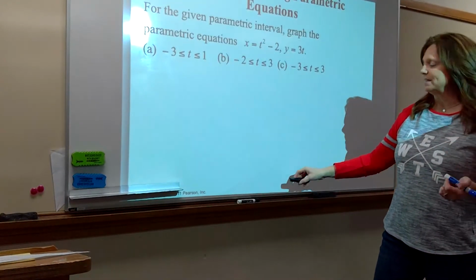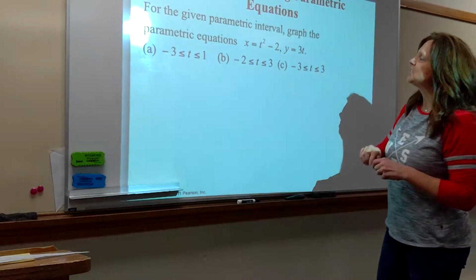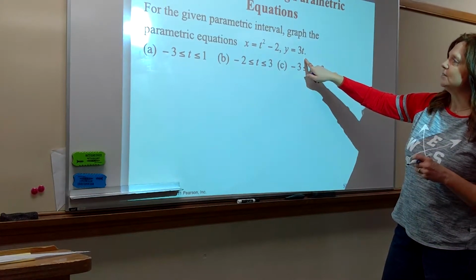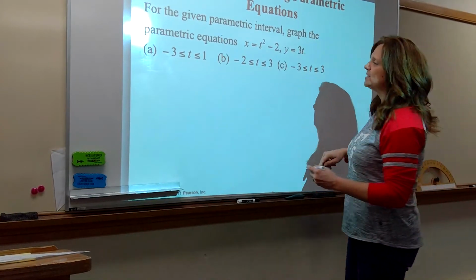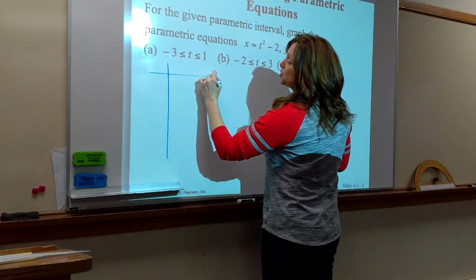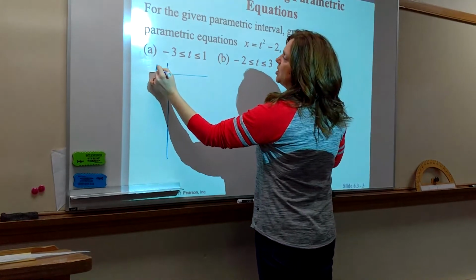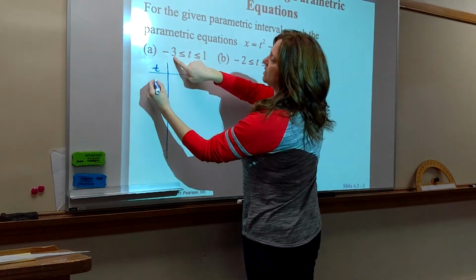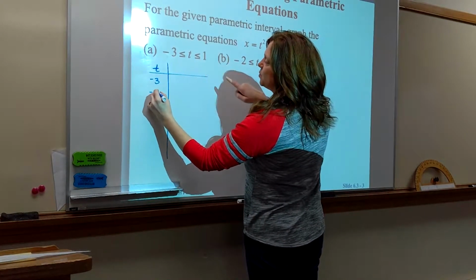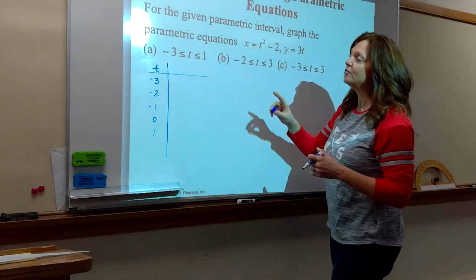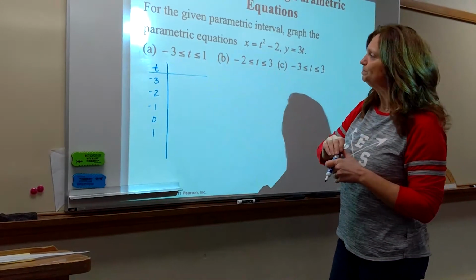So here's what one might look like. x equals t squared minus 2 and y equals 3t. One of the ways to handle this is to set up a table of values, since we can kind of see what's going on as time passes. So I'm just going to do A right here. It says time is greater than or equal to -3 but less than 1. So I'm just going to set up a table of values for this particular domain.